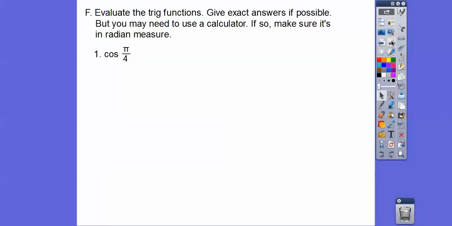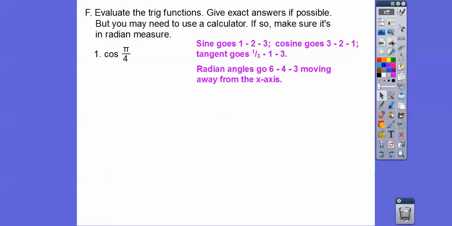Okay, so here's the cosine of pi over 4. That's a special angle. Remember, sine goes 1, 2, 3, cosine goes 3, 2, 1: square root of 3, square root of 2, square root of 1. So this is going to be root 2 over 2. And then the tangent of pi over 3. Well, tangent goes 1 over root 3, 1, root 3, so they're all square roots. For the radian angles, it goes 6, 4, 3 away from the x-axis. So for pi over 3, we're looking at this one, so this one is the square root of 3. Easy, once you get the tricks down.